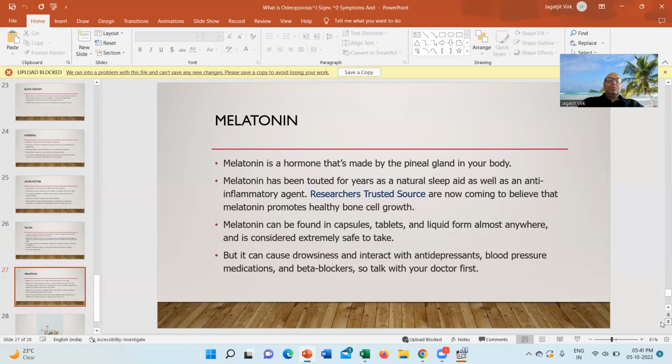Melatonin is a hormone that's made by the pineal gland in your body. Melatonin has been touted for years as a natural sleep aid as well as an anti-inflammatory agent. Researchers are now coming to believe that melatonin promotes healthy bone cell growth. Melatonin can be found in capsules, tablets, and liquid form almost anywhere and is considered extremely safe to take. But it can cause drowsiness and interact with antidepressants, blood pressure medications, and beta blockers. So talk with your doctor first.